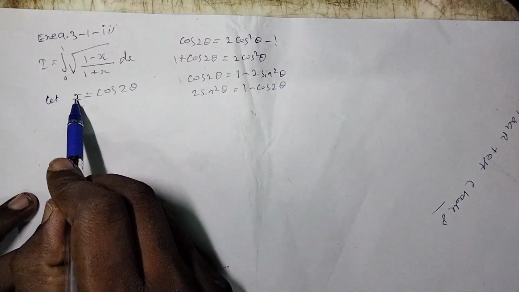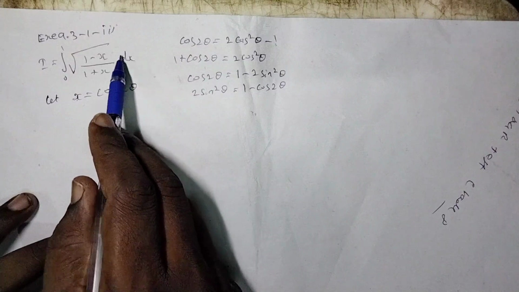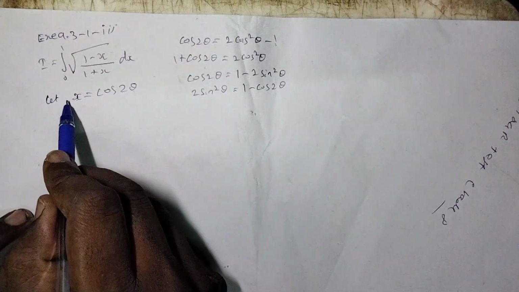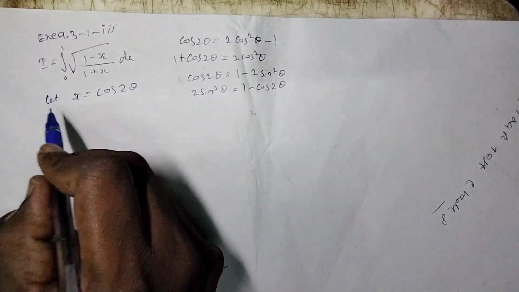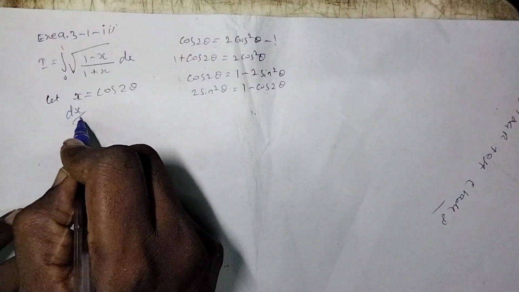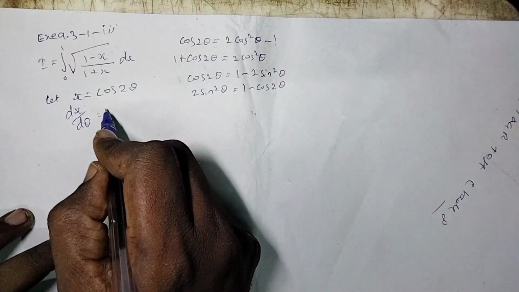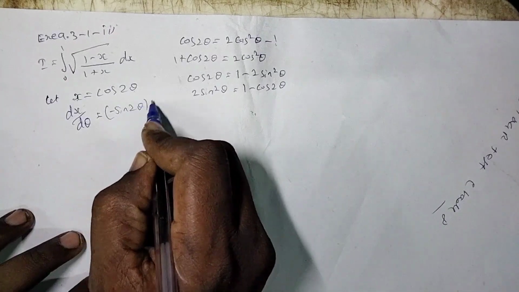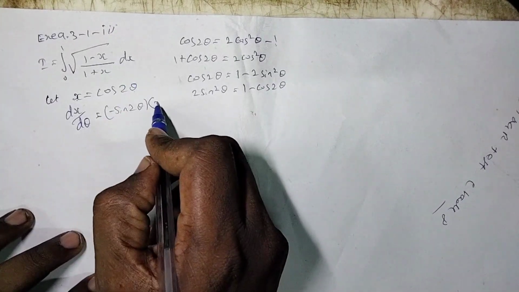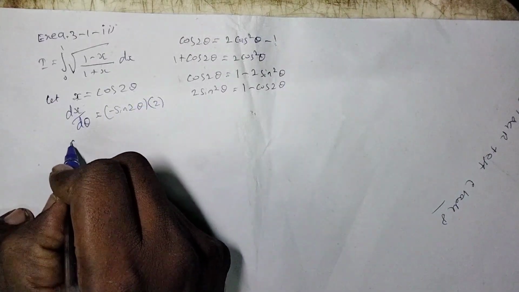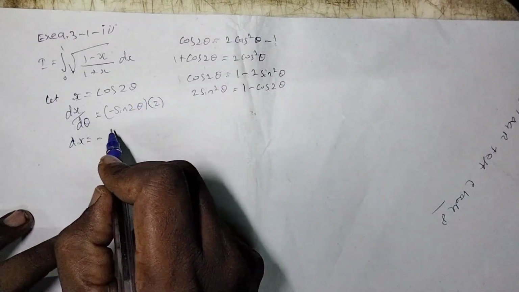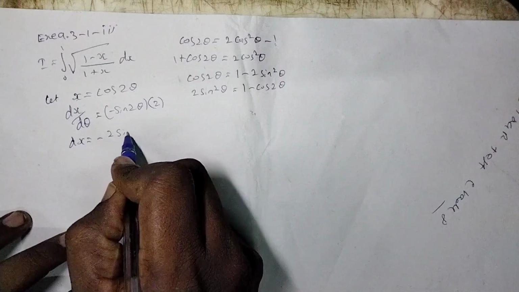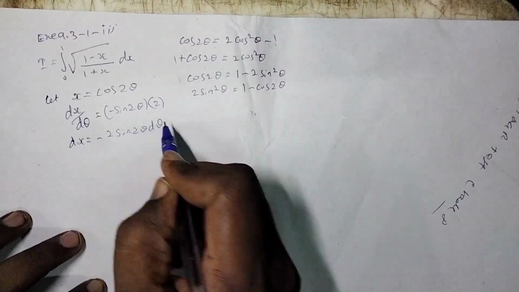When we change the variable x into theta, we need d theta also. So differentiating x with respect to theta, dx by d theta: the derivative of cos 2 theta is minus sin 2 theta, then the derivative of 2 theta gives a 2. Finally we can write dx equals minus 2 sin 2 theta d theta.